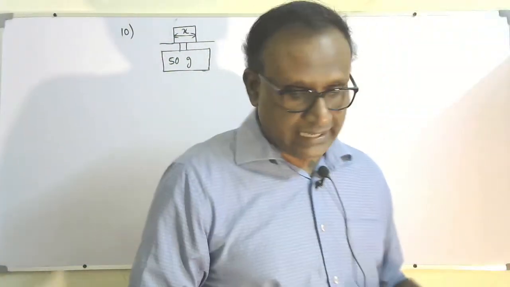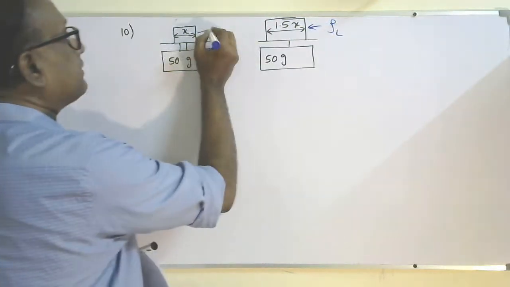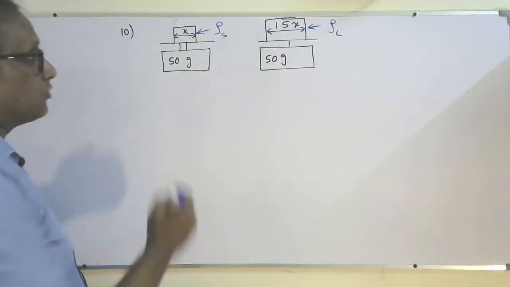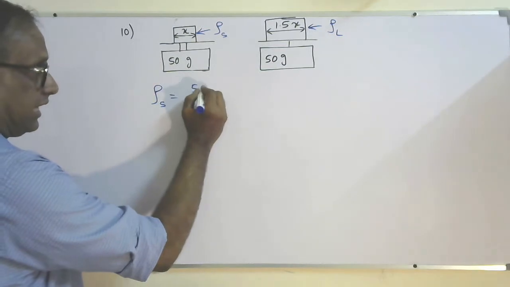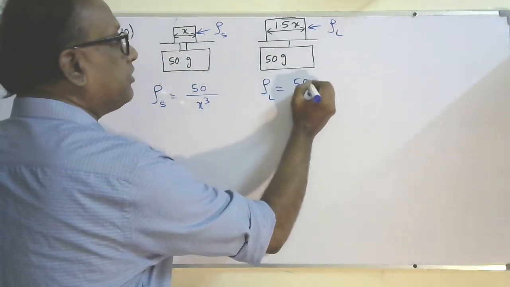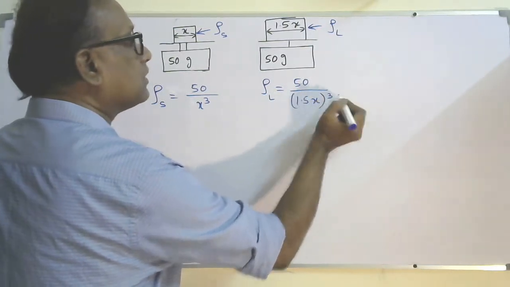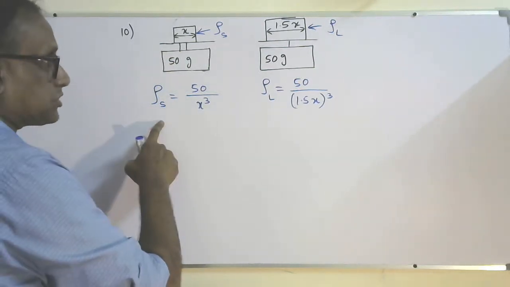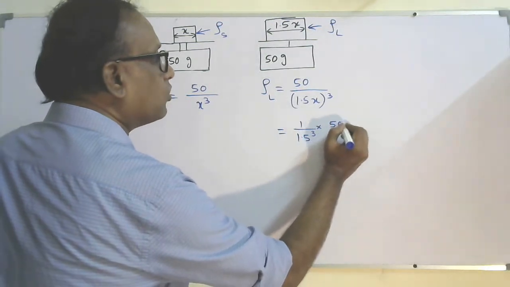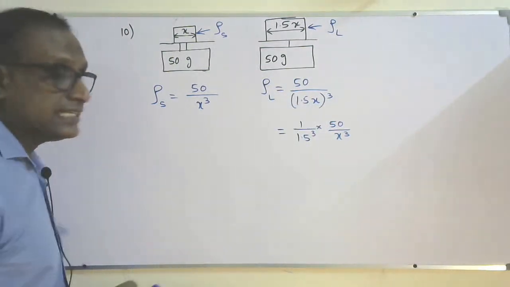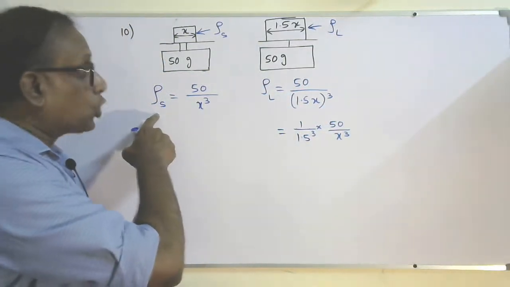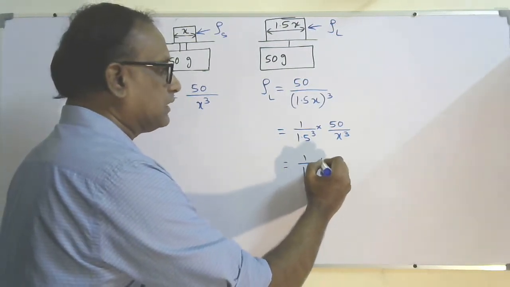So the density of the large one is rho L, and the density of the small one is given as rho S. So they ask you to find rho L in terms of rho S, right? Density equals mass over volume. So rho S is equal to 50 over the volume, x cubed. Here rho L is equal to the same mass, 50, over (1.5x) cubed. So I need to replace this in terms of rho S. So this is 1 over 1.5 cubed times 50 over x cubed. Instead of 50 over x cubed, I can substitute rho S. So it's going to be 1 over 1.5 cubed times rho S.